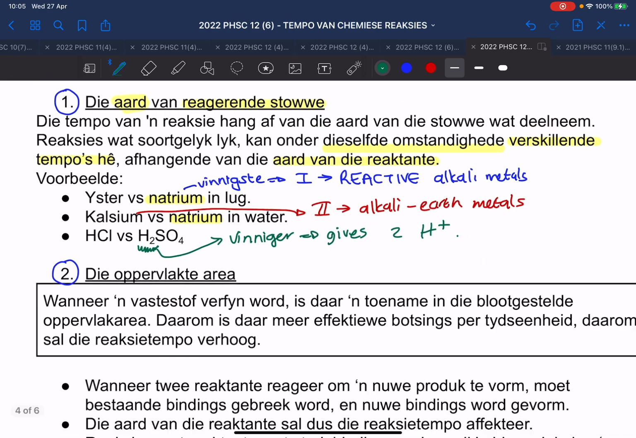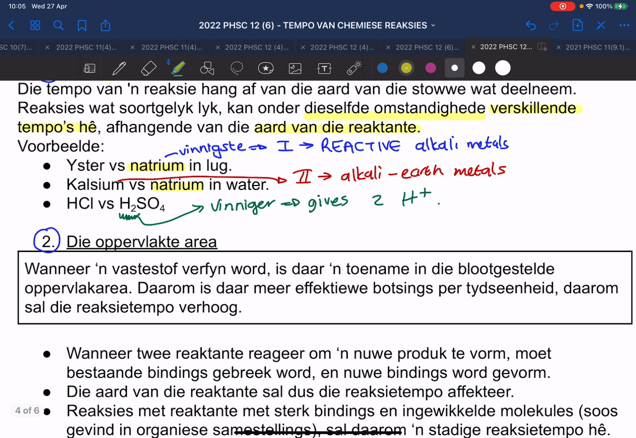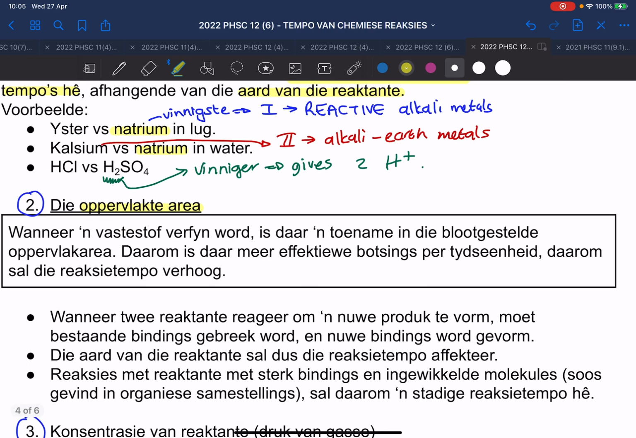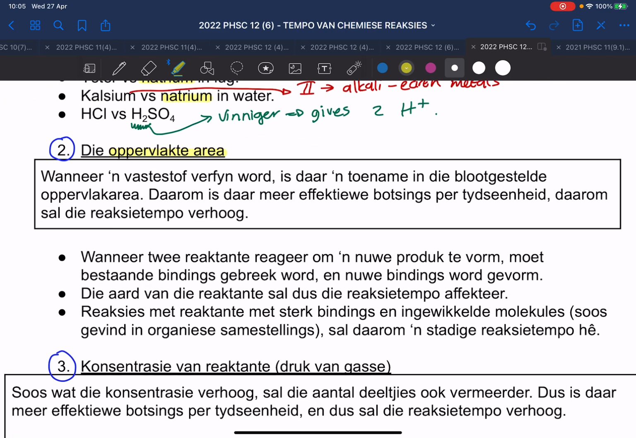Then the second one is the surface area, die oppervlakte area. The surface area, die oppervlakte area. I'm going to read it and then explain. It says, wanneer 'n vaste stof verfyn word. Okay, so you take a solid and you, wat is dit in Engels? Dan neem die blootgestelde oppervlakte area toe. The exposed surface area increases.